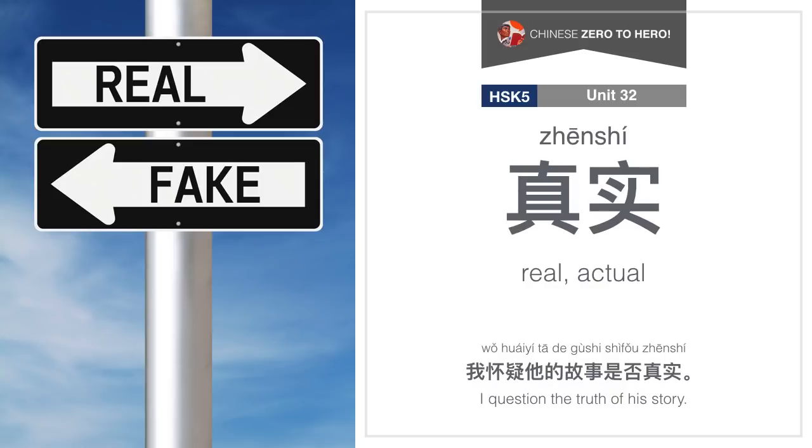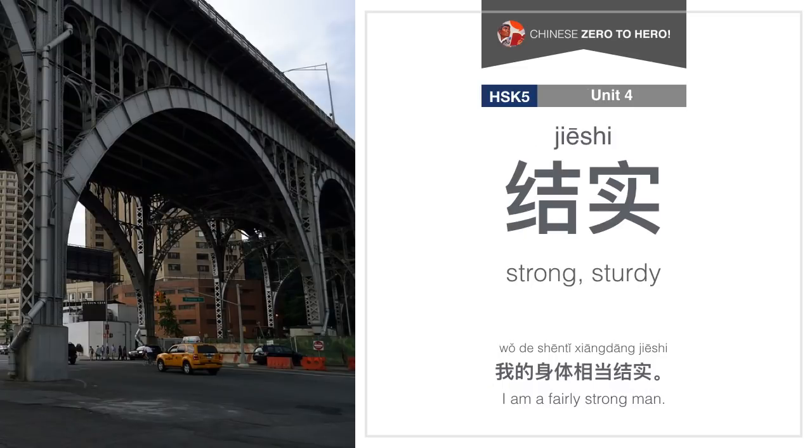In HSK 5 Unit 32, we also learn 真实, which means real or actual. 我怀疑他的故事是否真实. I question the truth of his story. And in HSK 5, we also learn 结实, meaning strong or sturdy. 我的身体相当结实. I'm a fairly strong man.